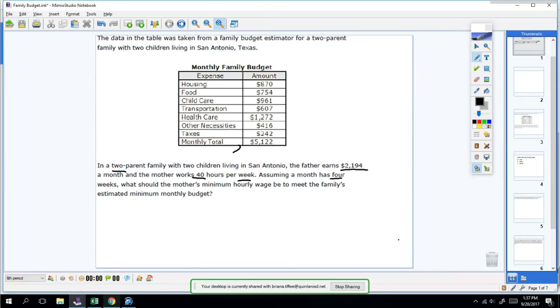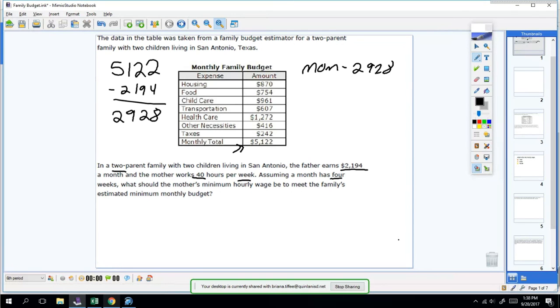Well, their monthly total is $5,122. That's how much they both have to cover. Well, the father already covers $2,194. So what you're going to do is subtract $2,194 from their monthly total. When you subtract that, you get $2,928. Okay, that's how much the mom needs to make. That's how much the mom needs to cover.